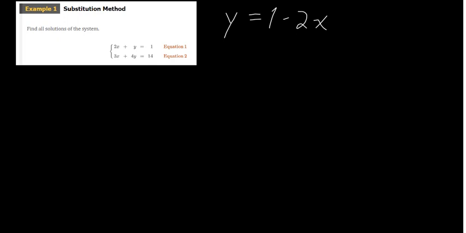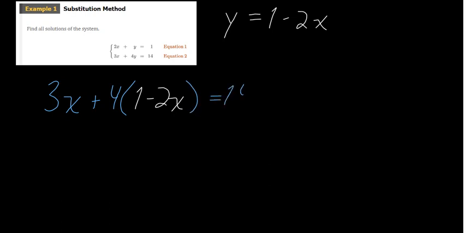Okay, so my equation will become 3x plus 4, and then we said my y value is 1 minus 2x. That's equal to 14. Okay, now let's solve for x. So we've got 3x plus, looks like 4 minus 8x. So 4 minus 8x is equal to 14.